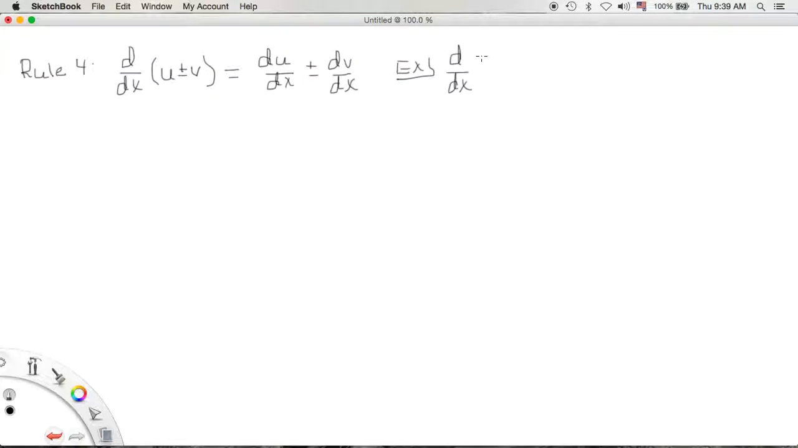The next rule talks about what happens when you have two functions added or subtracted together. I'm just going to skip one there. Alright, so if we want to take the derivative of two functions and they're either added or subtracted together, you can split it up and take the derivative of the individual ones and then add or subtract. So, for example, if you want to take the derivative of a polynomial, like this one, then we can take the derivative of each individual piece using the rules that we've already learned.